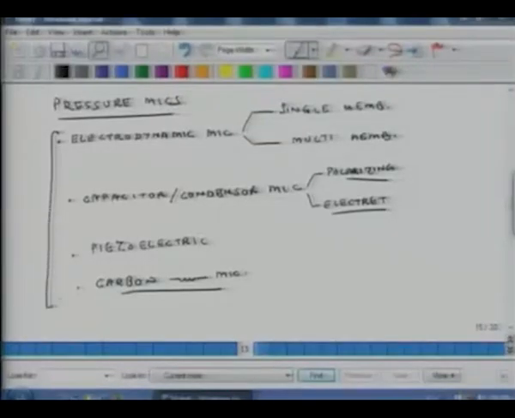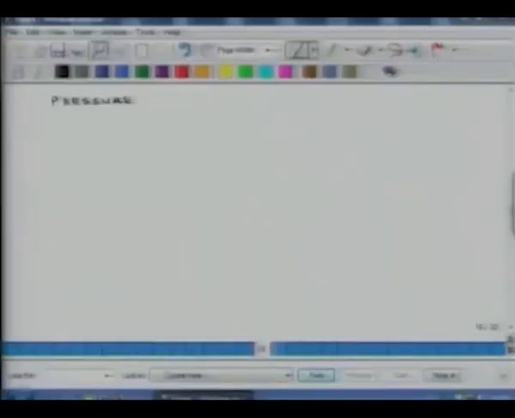So these are four major types of pressure microphones: electrodynamic, capacitor, piezoelectric, and carbon. Let's look at pressure gradient mics. Okay, these are directional. We have seen through the mathematics. Specifically, they are bidirectional. So at 0 degrees and 180 degrees, they have maximum response. At 90 degrees, the response is virtually zero.